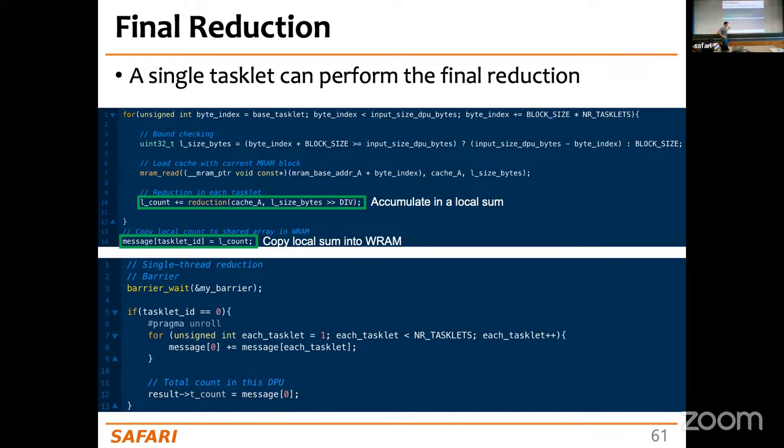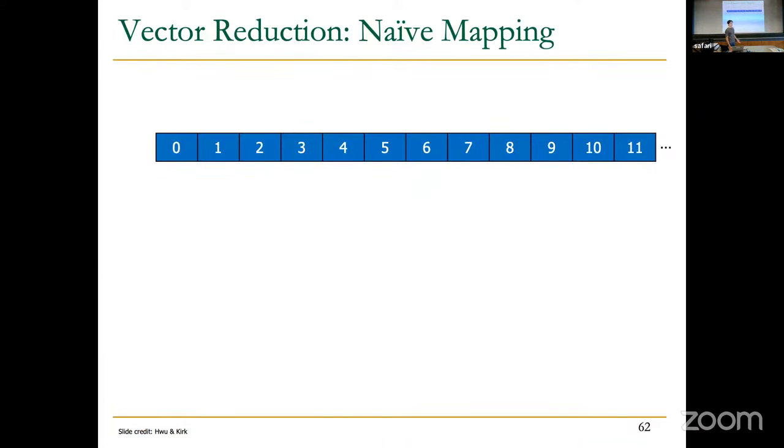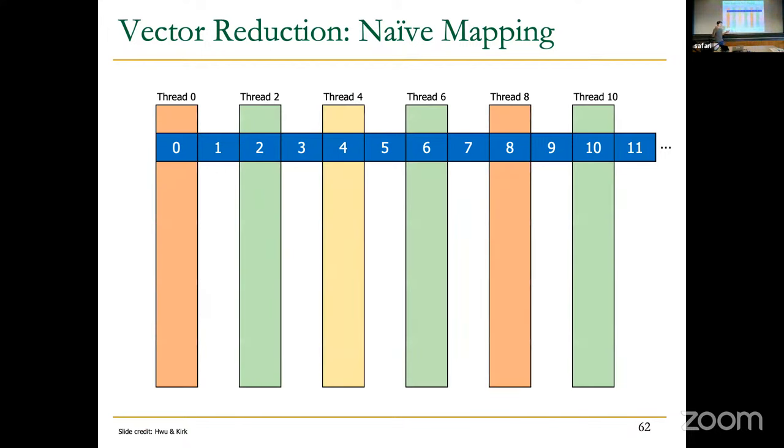Observe that here, the final reduction is done by a single thread. It's not really the most efficient way of doing that, right? It performs pretty well on this architecture, but the main reason for that is that we don't have many tasklets. Typically, we are going to use 12, 16, 24 at most, and accumulating 24 numbers or 16 numbers is pretty fast, right? But you could have many more in other parallel systems, GPUs, for example, you could have many more threads, right? And if you have many more threads and many more local sums, you don't want to do that final accumulation or final reduction sequentially. You could do it in parallel.